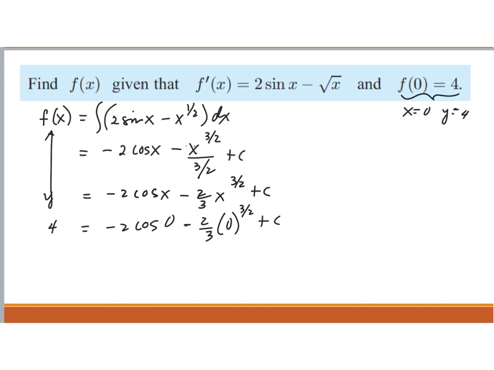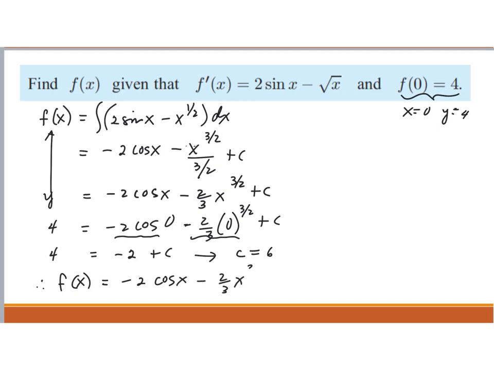And because cos 0 is 1, so this will be negative 2. This is just 0, so you have plus c. So it means that c is equal to 6. Therefore, the function f of x is negative 2 cos x minus 2/3 x to the 3/2 plus 6.